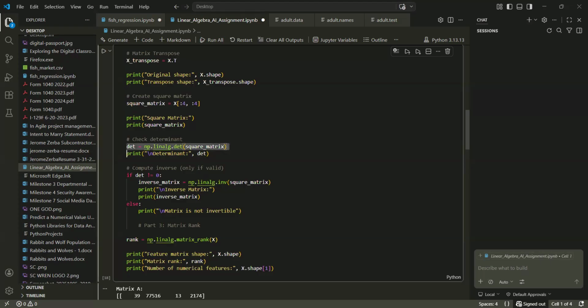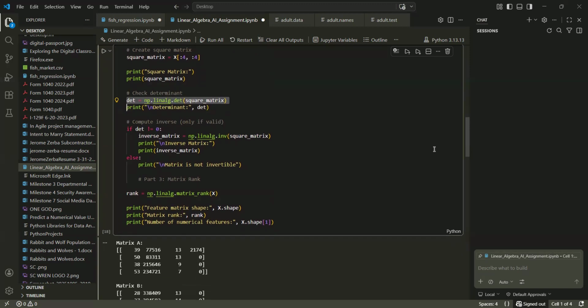Next, I worked with transpose and inverse. The transpose switches rows and columns. This helps when doing calculations in machine learning. When I tried to find the inverse of a matrix, it didn't work because the determinant was zero. This means the matrix cannot be inverted, which tells us that some of the data is related or dependent on each other.